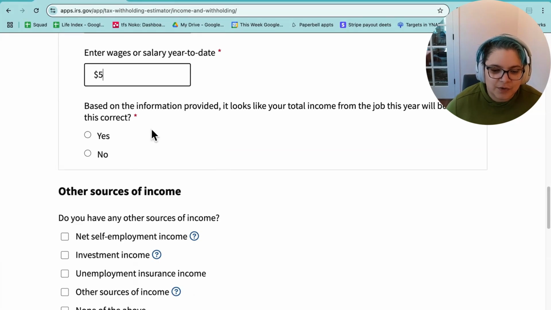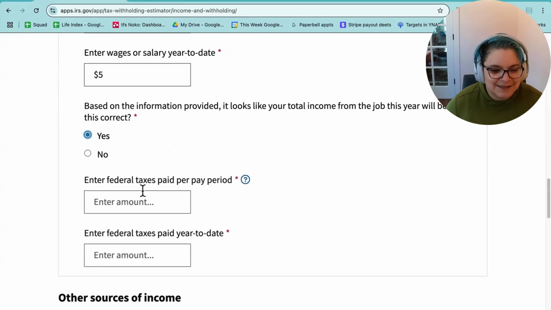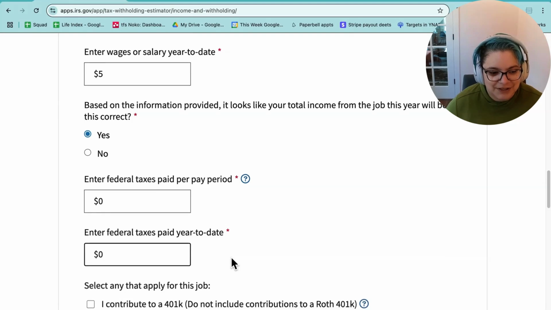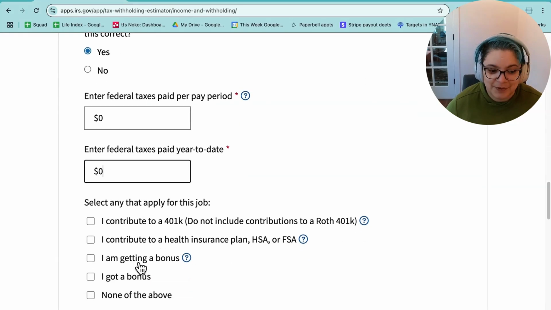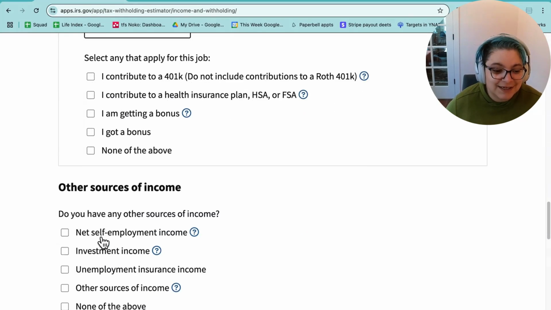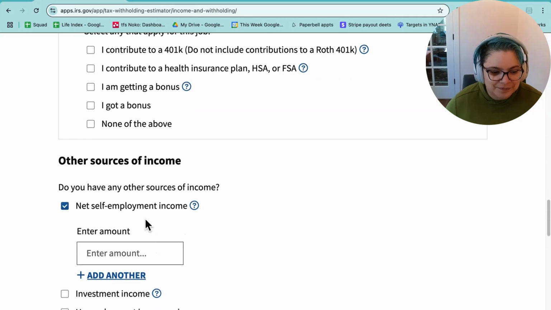And the IRS is saying, cool. So your total income from your job is going to be $12. And you're like, yes, exactly. And I didn't pay any federal taxes, and I'm not going to pay any federal taxes because this is a fake job. We don't have anything to check on these boxes. Now we're getting to the good stuff.